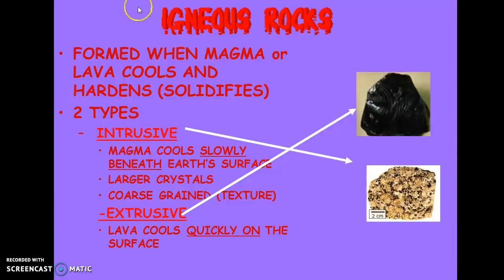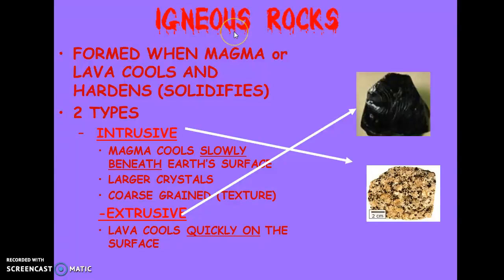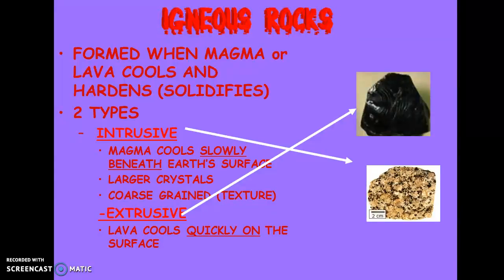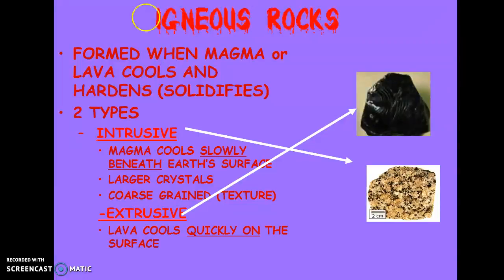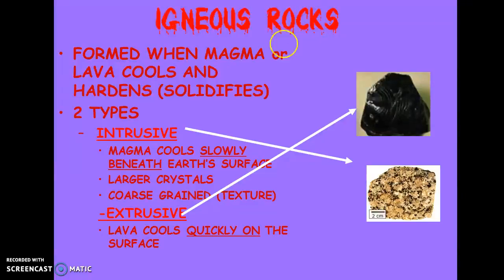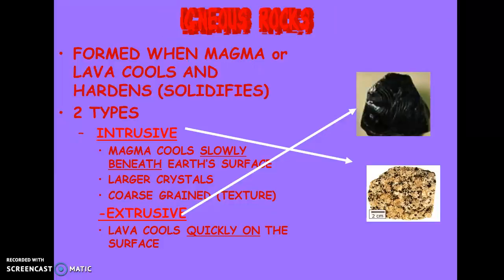So the very first type is igneous rocks. Igneous actually comes from the word ignite, I-G-N-I-T-E. And ignite means like you're starting, for example, a fire. So if you can remember that igneous and ignite are related, that will help you remember what igneous rocks are, because igneous rocks form when magma or lava cools and it gets hard.